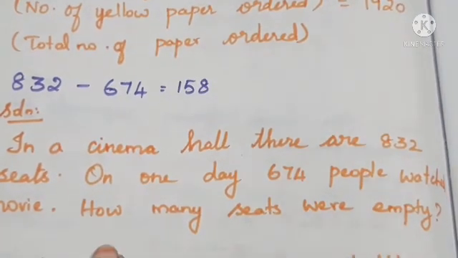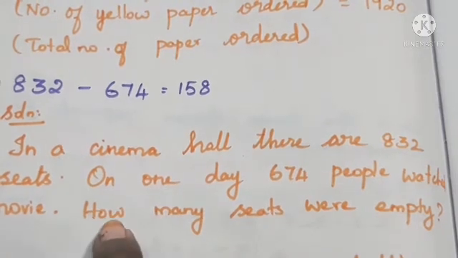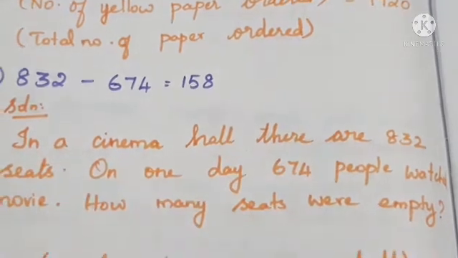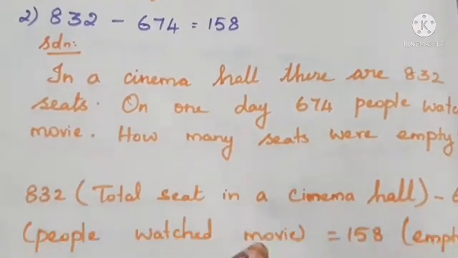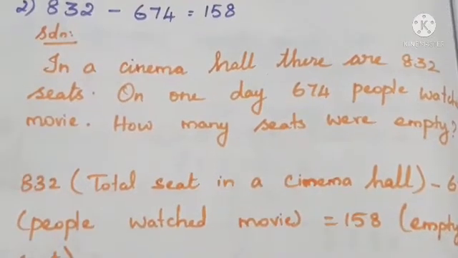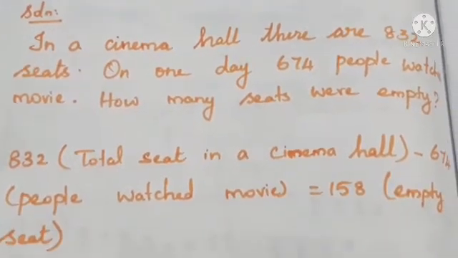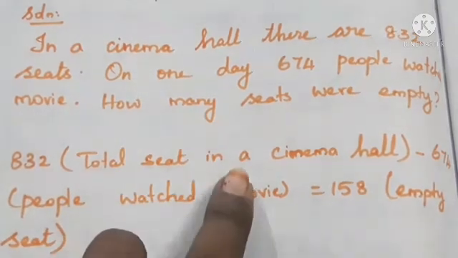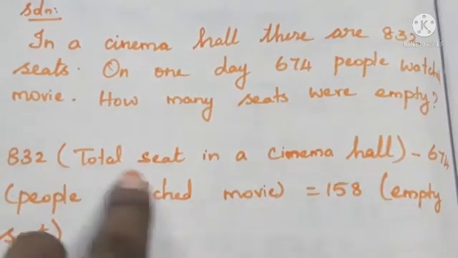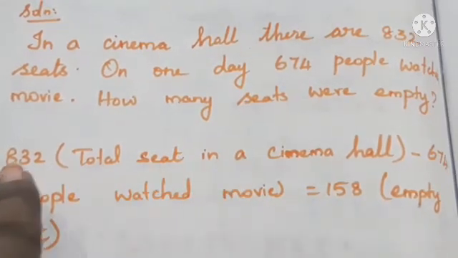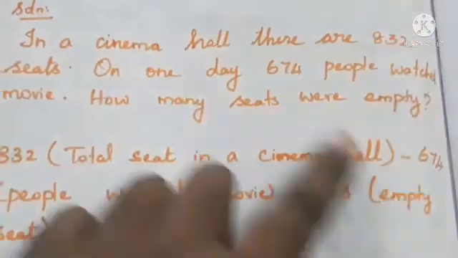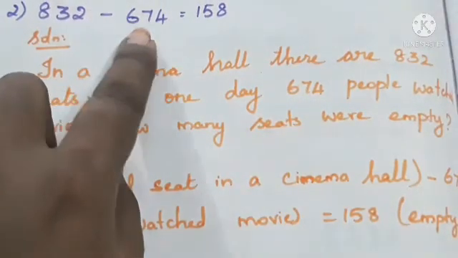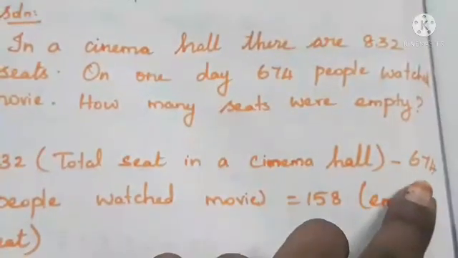Okay, this is a subtraction problem, so we have been asked how many seats were empty. After writing this framing of the word, you can write like this, leave one line and write. Okay, ma? So 832 total seats in the cinema hall. So the total number of seats in the cinema hall is how much? 832 minus, according to the question we have to write. Okay, this is our question, isn't it? So minus 674, we have to write minus 674.